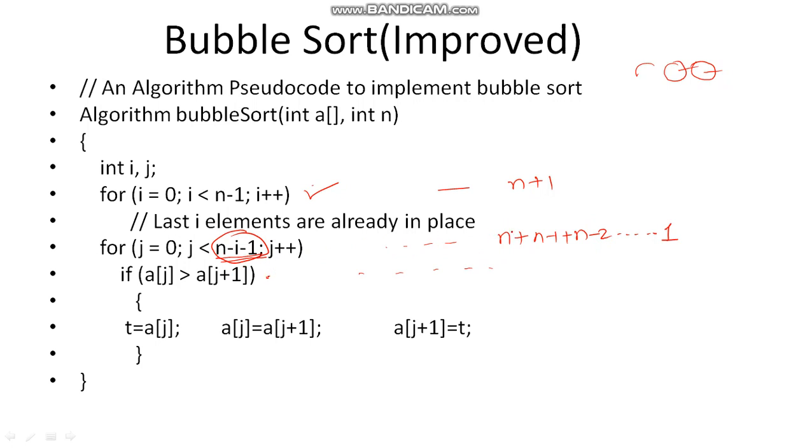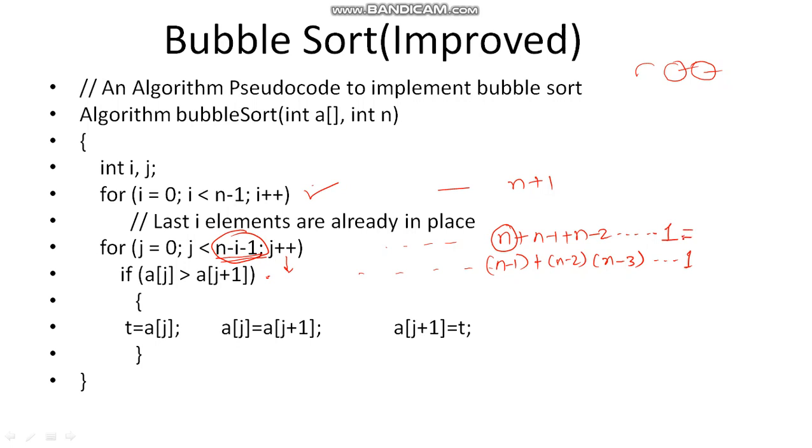So for the first time it is executing for n times, in that case n plus 1 times it is going to enter. So in the first case n minus 1 times it will be executed. Next one is n minus 2 times, next one is n minus 3 times, and so on up to 1.